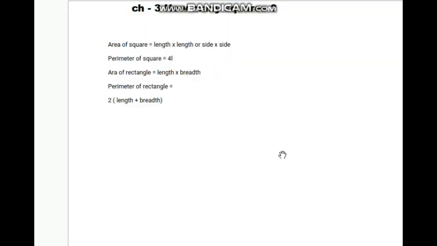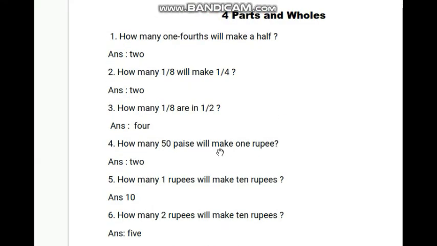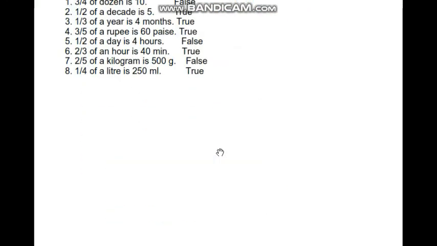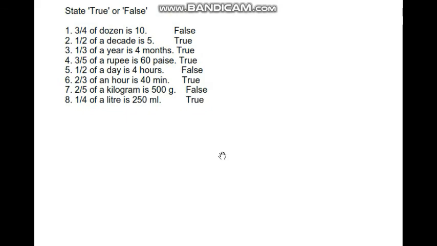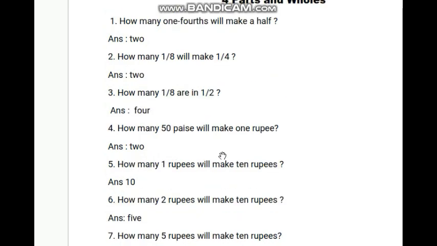Thank you. Today I will be sharing some extra questions and solutions of chapters 3 and 4. Here are some formulas of square and rectangle, area and perimeter of square and rectangle. Then here, find the area and perimeter of each shape that I had already taught you. And here are some questions and answers, fill in the blanks and true or false. Children, do practice all these questions and answers in your maths notebook and also write them in it.